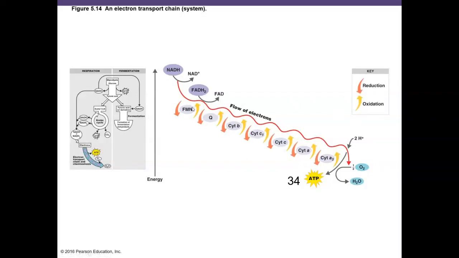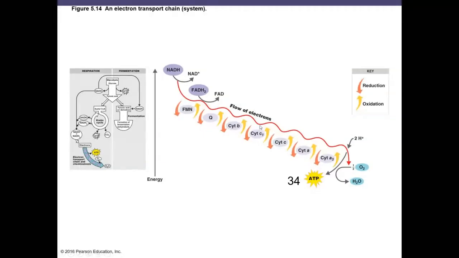Notice that we have oxidation and reduction. Remember, that's just transferring an electron from one molecule to the other. So the one that releases the electron is oxidized, and then the one that receives the electron is going to be reduced. All right. So that's that redox reaction. Remember, you can't have one without the other. So one is oxidizing, the other is being reduced.